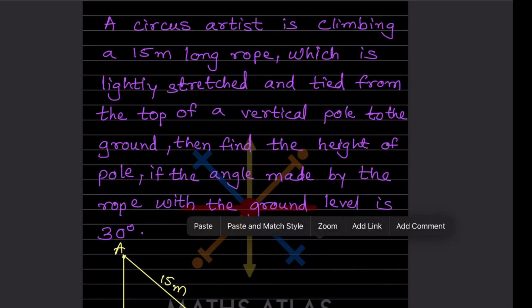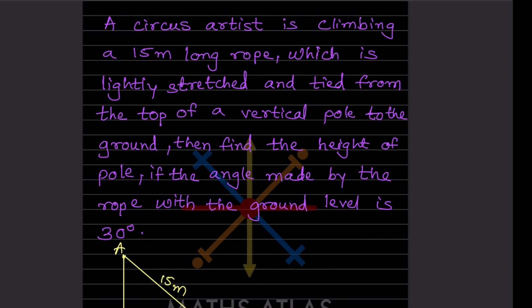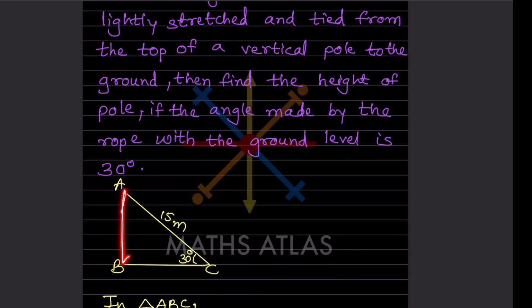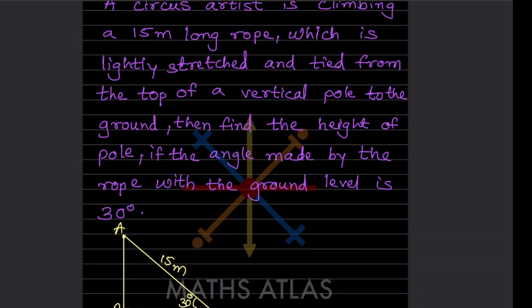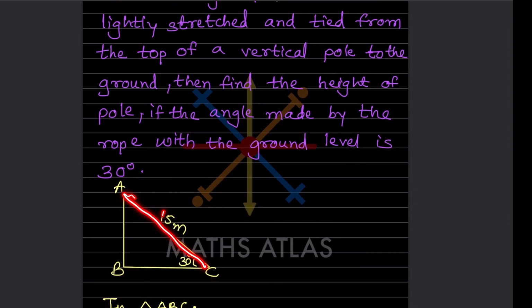The circus artist is climbing a 15-meter long rope, which is slightly stretched and tied from the top of a vertical pole to the ground. Then find the height of the pole, if the angle made by the rope with the ground level is 30 degrees. So now let us draw this one. The angle is given here as 30 degrees with the ground level, and we can write here ABC. What is given here? The artist is climbing a 15-meter rope. This is the rope, so this should be 15. This is very important, where to write 15.